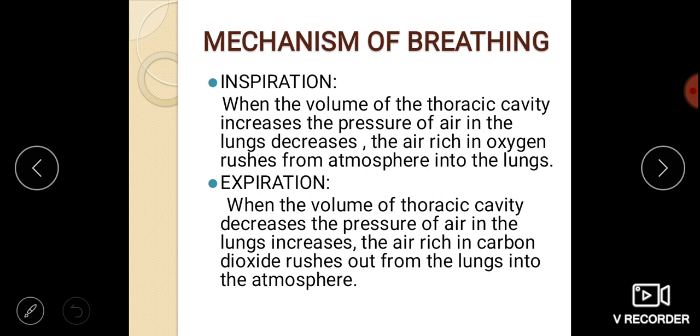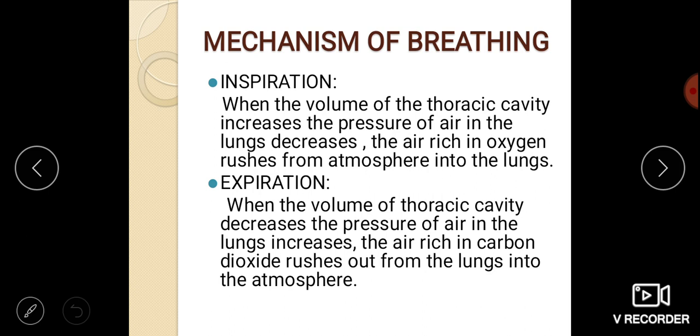Mechanism of breathing now. The mechanism of breathing involves, as I told you, breathing being a physical process. So the two steps were inhalation and exhalation, or inspiration and expiration. So what are these two processes? Inspiration is the process of inhaling air rich in oxygen, versus expiration or exhalation, which means removing air rich in carbon dioxide. Here you have to remember one principle, that is the volume. Volume is the space.